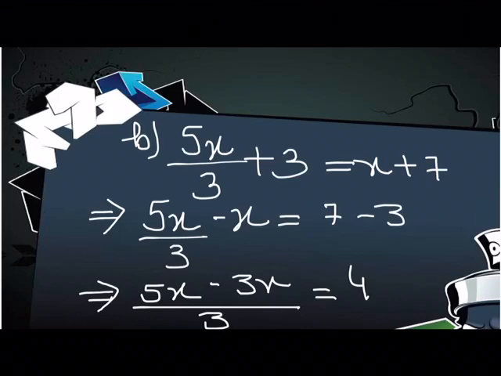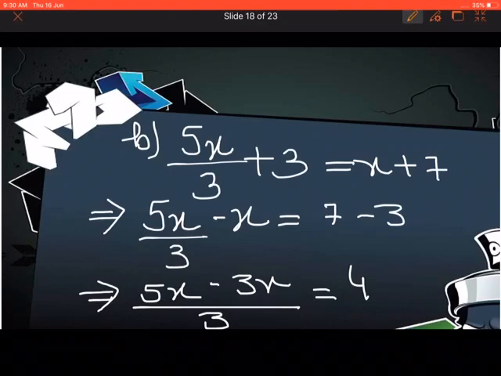Now B part says 5x upon 3 plus 3 is equal to x plus 7. Again follow the same method. 5x upon 3 minus x is equal to 7 minus 3. Here this 3 is transferred to this side, and this x is transferred to this side. That's it. We have changed the places of both. So this will be 5x, you just have to find the LCM, then multiply it with x, then you will receive 3x. So 5x minus 3x upon 3 is equal to 4. So 5x minus 3x is nothing else but 2x.